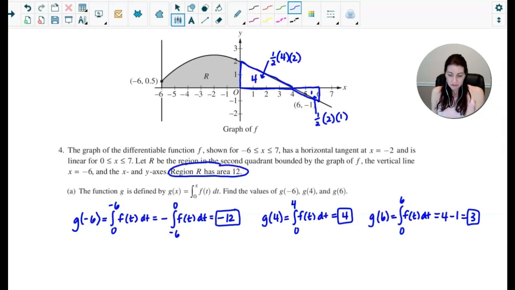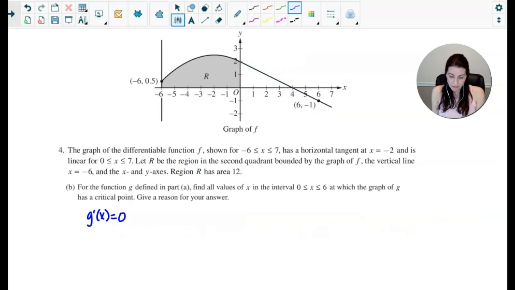Now, if we look at how g of x is defined in part A, I'll go ahead and write it out again, that g of x is the integral from 0 to x of f of t dt. So we need to think about what is the derivative of g of x, or g prime of x. And in that case, I would use one of the parts of the fundamental theorem of calculus to write that g prime of x is equal to f of x.